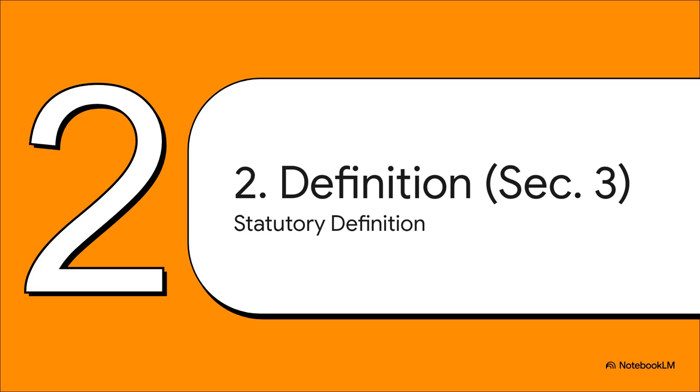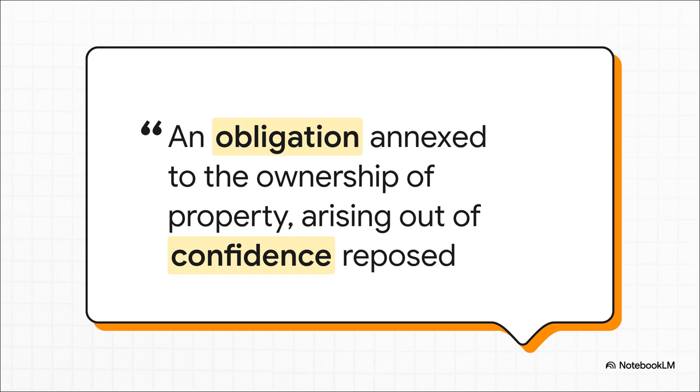Moving on to heading 2, definition, Section 3. Let's look at the statutory definition, which absolutely demands your precision and memorization. The exact wording from Section 3 reads: an obligation annexed to the ownership of property, arising out of confidence reposed in and accepted by the owner for the benefit of another or of the owner and another.